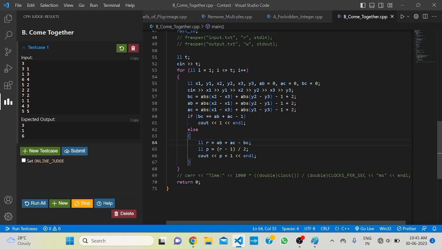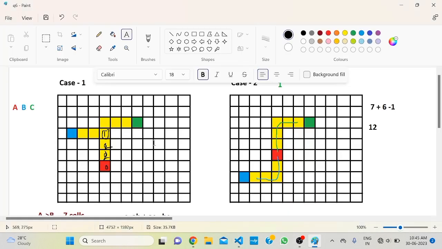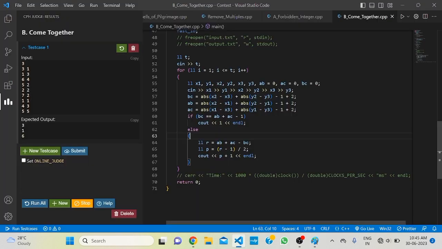Okay. So we have declared three counters AB, AC, and BC for distance. And how will we calculate distance between B and C? So absolute difference between x coordinates plus absolute difference between y coordinates, minus 1 plus 2. You can easily understand this from this figure. Okay. Try it once. So similarly, from A to B, we will calculate absolute value of x2 minus x1 plus absolute value of y2 minus y1 minus 1 plus 2, like AC.